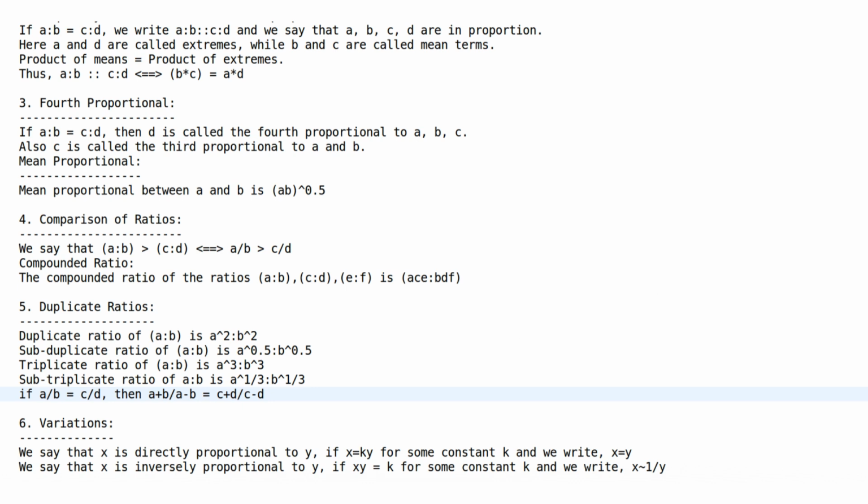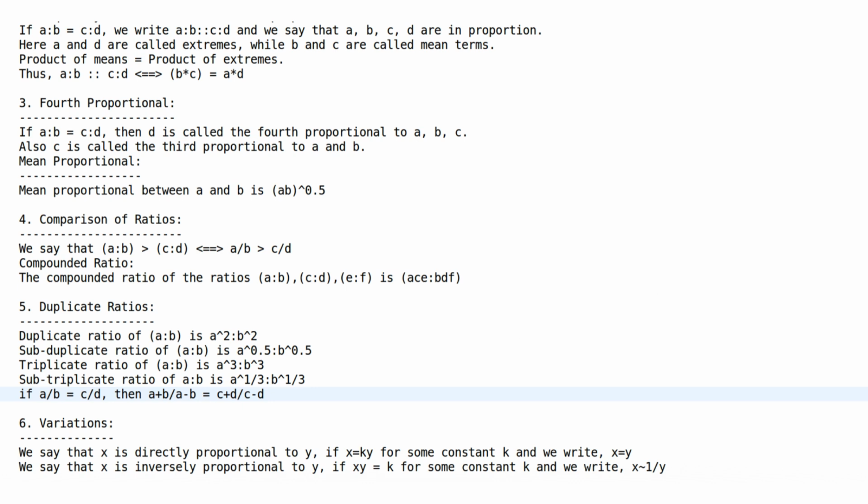Next one, duplicate ratios. The duplicate ratio of A is to B is A square is to B square. Subduplicate ratio is root A is to root B. Triplicate ratio is A cubed is to B cubed. Subtriplicate ratio is cube root of A is to cube root of B. If A divided by B is equal to C divided by D, then A plus B divided by A minus B is equal to C plus D divided by C minus D.